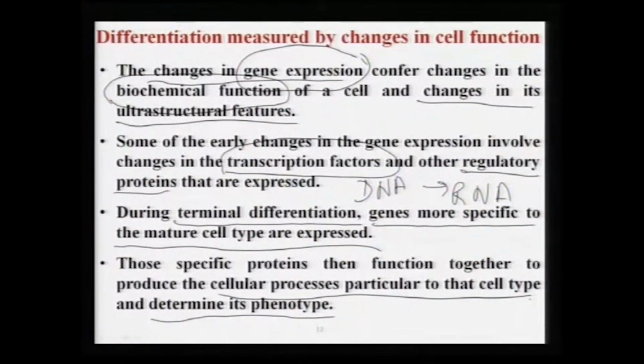So, that means from DNA to RNA to proteins by the translation process, whatever particular set of proteins are generated, these proteins function together to produce the cellular processes. That means, whatever cellular functions they are supposed to carry out.